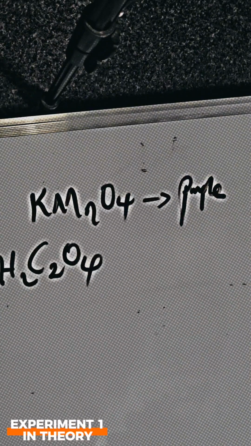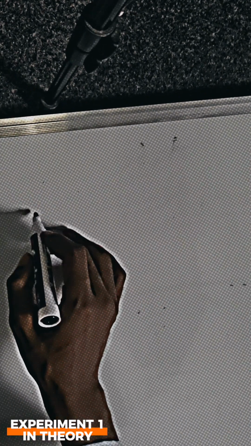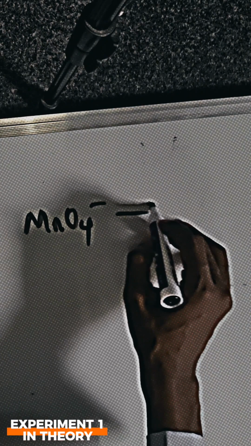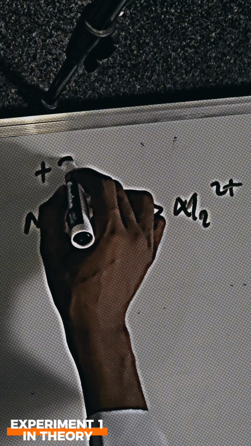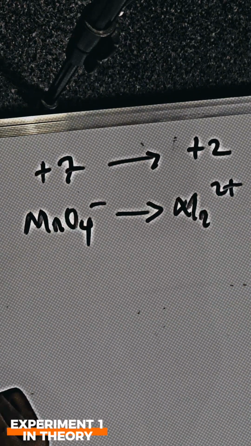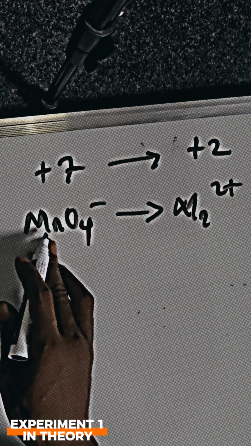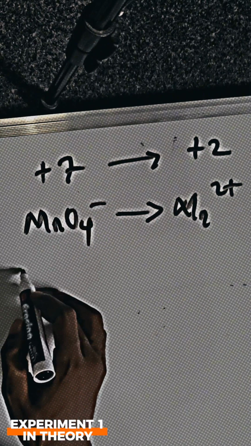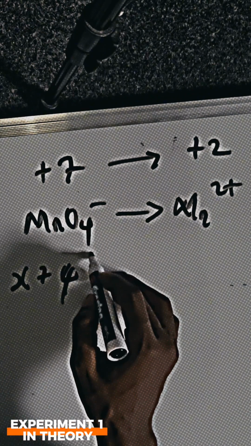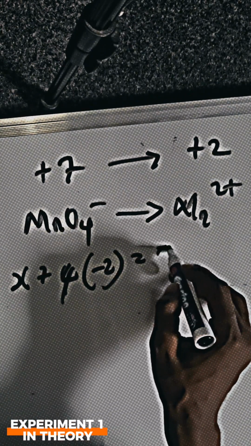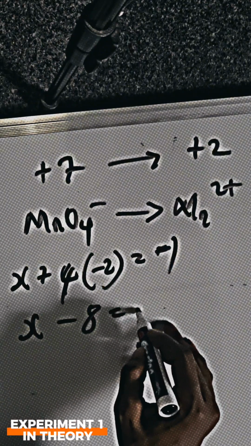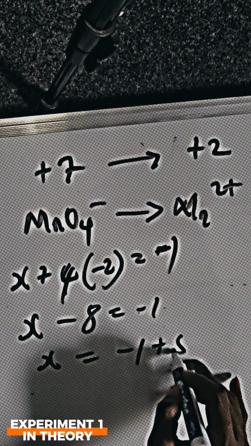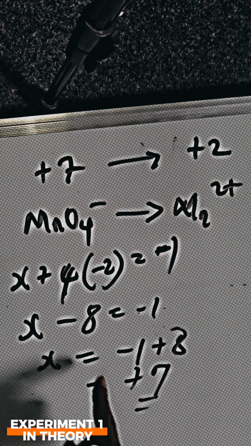If you look at your manual, there's a balanced equation where you see that the permanganate ion is undergoing reduction to manganese 2 ion. The oxidation state of manganese here is +7, so we are going from +7 to +2. This is a reduction, right? How did I get +7? Manganese X plus 4 oxygen, each -2, equals -1, the charge of the ion. So X, this is -8, equals -1, so X will be equal to -1 plus 8, which is +7. This is how we got this.